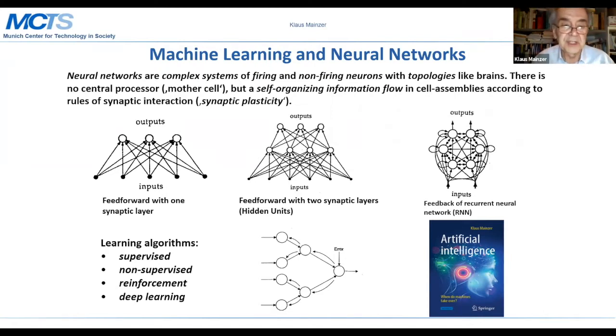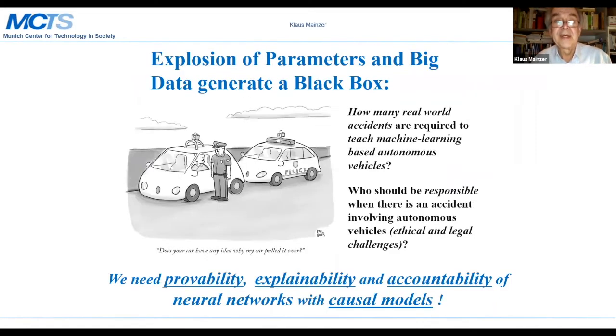Reinforcement learning is well known in the engineering sciences, and deep learning only relates to the number of layers in order to improve pattern recognition. Pattern recognition is a crucial ability of machine learning. You can say no more and no less. And that is a great advantage of modern machine learning, but it is also the source for failures.